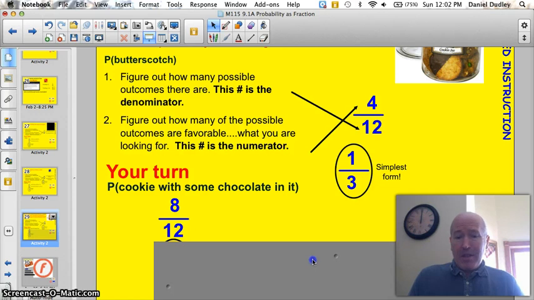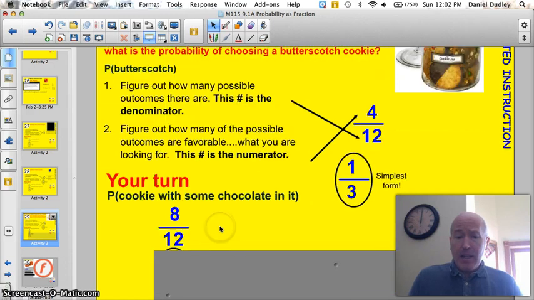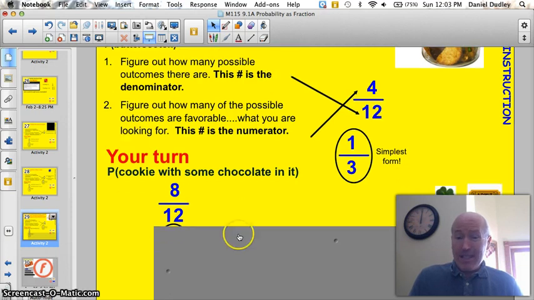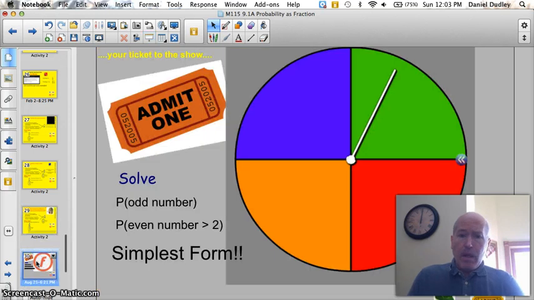Well, actually, there are 8 different choices because all of the other cookies have chocolate in it. There's chocolate dipped, there's chocolate chip, and M&M. So we have a total of 3. 3 is 6, and 2 more makes 8. So you have 8 out of 12 chances of choosing a cookie with some chocolate in it. Is that in simplest form? No way, man. Simplest form would be 2/3. All right? I think you're ready for the ticket to the show.